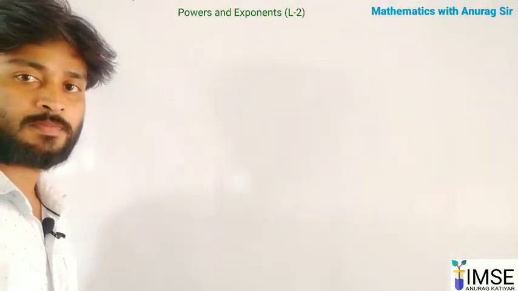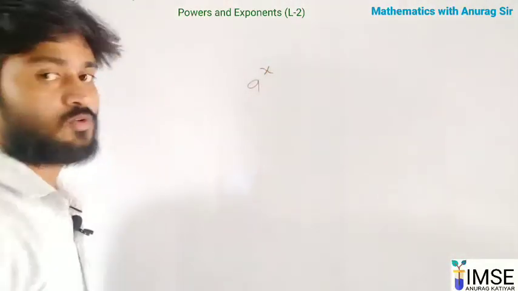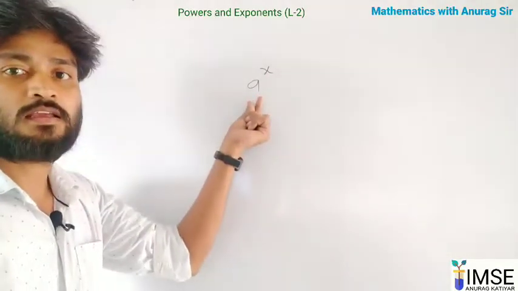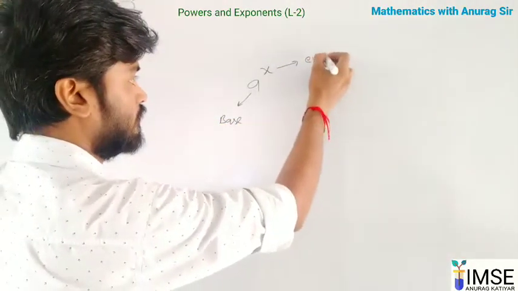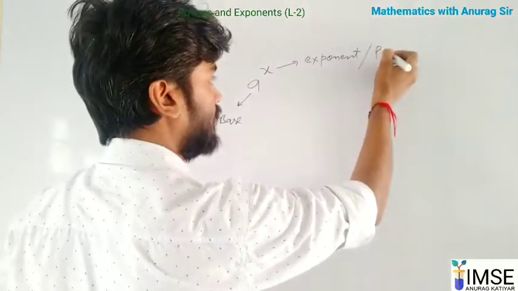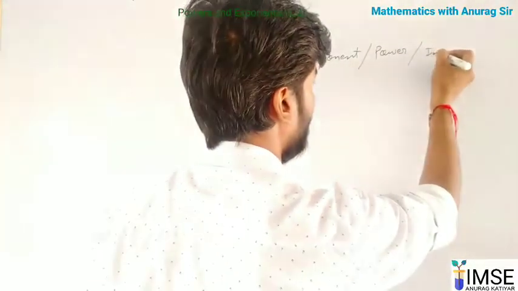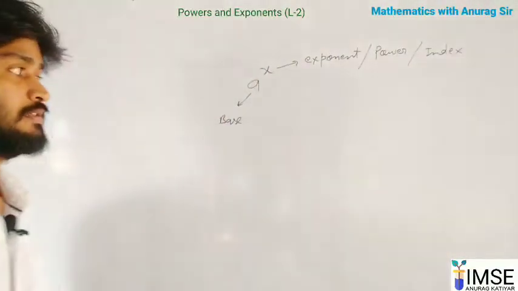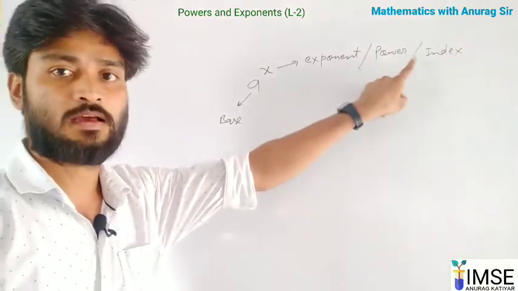So in this class, dear students, we talk about our exponents chapter. So what are exponents? If I take an example a to power x, what is a here? A here means base, and this is the exponent. We also call this exponent the power, and we also write x in the form of an index. So a is the base here, and x is the exponent, power, and index.